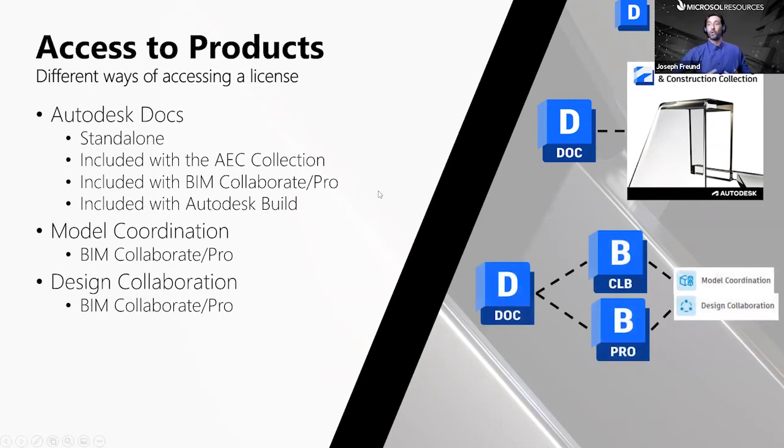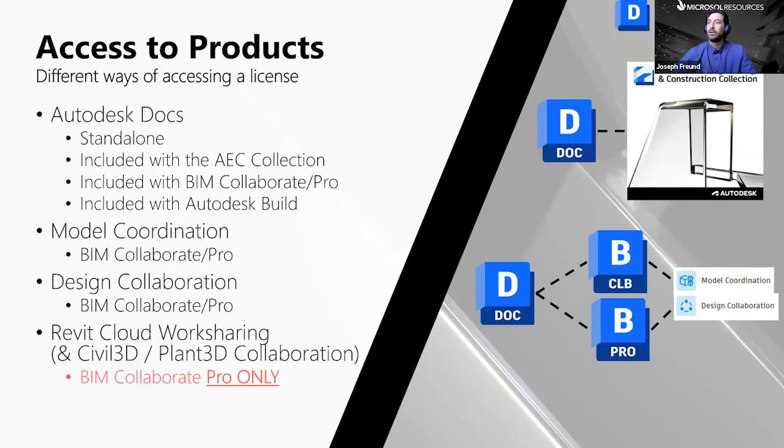Now, to access model coordination and design collaboration, you can get to each of those modules within the cloud platform, either through BIM Collaborate or BIM Collaborate Pro. Really, the only difference between Collaborate and Collaborate Pro is that cloud work sharing aspect. So if you do need to author these Revit cloud models, then that will require the Pro in BIM Collaborate Pro. So I just wanted to make that clear right here.